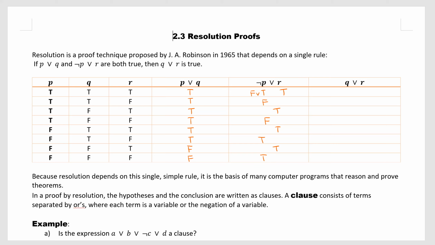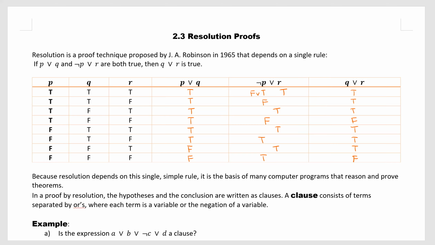Okay. And then Q or R. Q or R is false if both of them are false. So when do we have both of them false? Right here. And right here. So that's why the rest is true. Okay, so here are the truth tables.